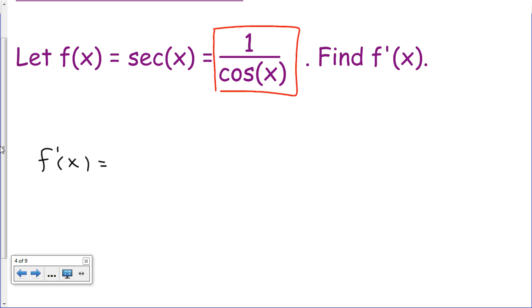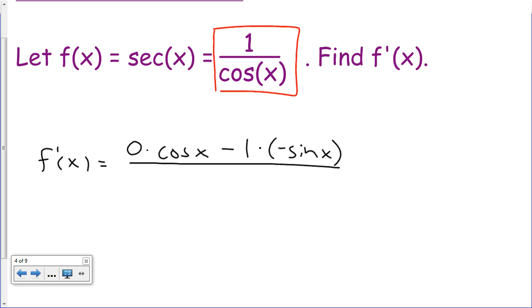So the rule is, following the quotient rule, the derivative of the top function, the derivative of 1 is 0, times the bottom function, cosine of x, minus the top function, 1, times the derivative of the bottom function, which is negative sine of x. The derivative of cosine is negative sine. And that's all divided by the bottom squared again, so that's cosine of x quantity squared.